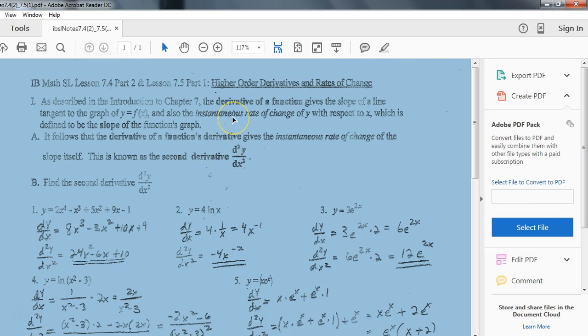So remember always, anytime you see this phrase, instant rate of change, that would always mean the derivative. So if you're ever asked, what is the gradient of this function? What is the instant rate of change? That's always the same thing as saying use the derivative to get the gradient.